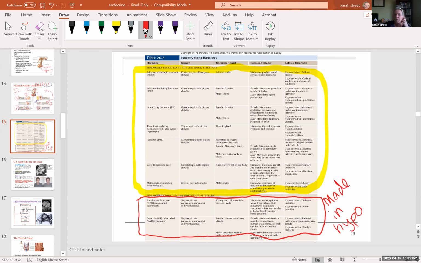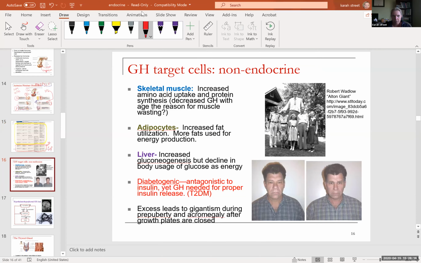And it tells you the target cells and what the target cells will do, which you need to know for both your lab exam number 4 and lecture exam number 4. Knowing the target cells and how they respond will definitely be on both exams. So let's go through some of these hormones and talk about the target cells and how they will respond.